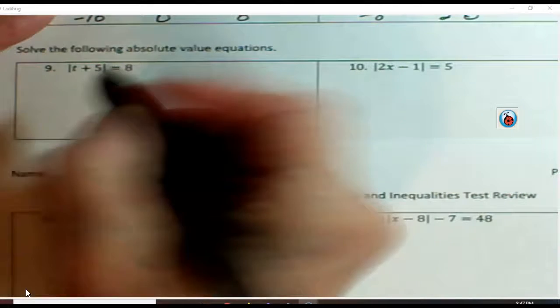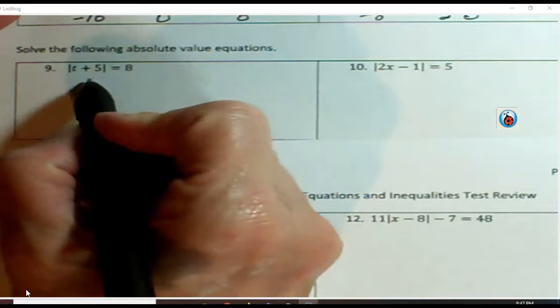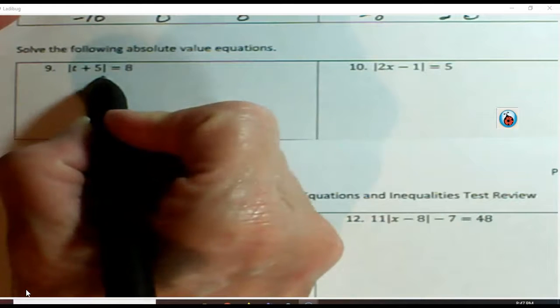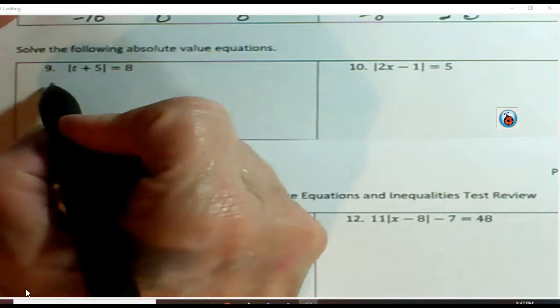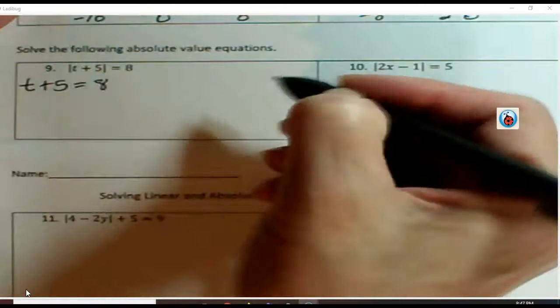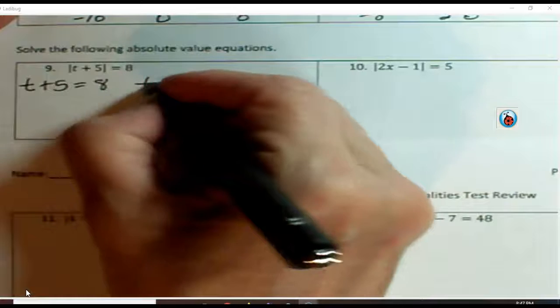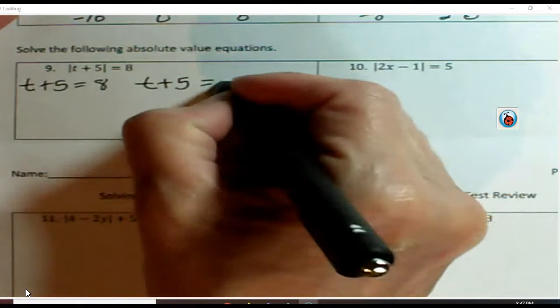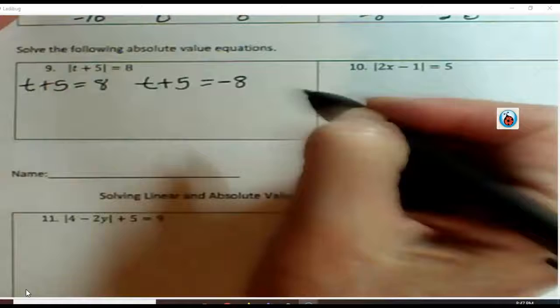Okay, so we have the absolute value bars right here. They're all by themselves. So what we can do is go on down to take the bars off and write the equation. So it's t plus 5 equals 8. Then we take the bars off. t plus 5 equals the opposite of the number, so it's a negative 8. It's always going to be a negative the second time. All right, then we're going to solve.